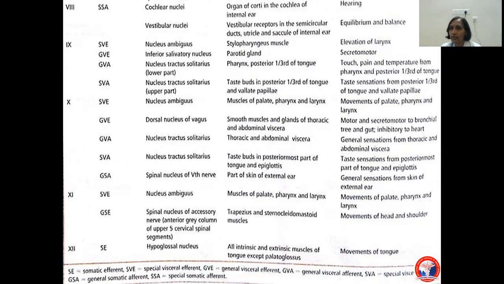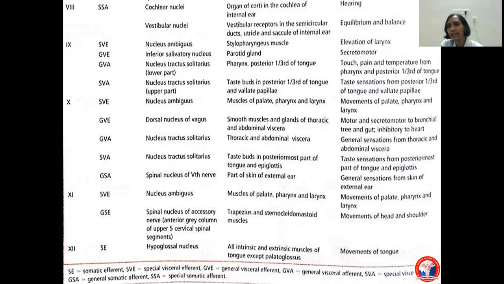the posterior one-third of the tongue. The last component of the glossopharyngeal nerve is special visceral afferent. That is, the taste sensation through the nucleus of tractus solitarius, which is in the upper part. So these were the fibers, the nuclei and the functional components of the glossopharyngeal nerve.